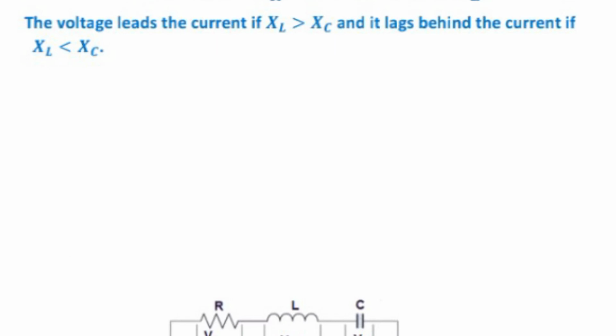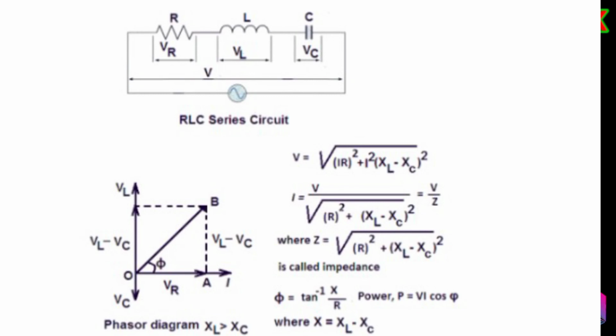Here the voltage leads the current if XL is greater than XC, and it lags behind the current if XL is less than XC.